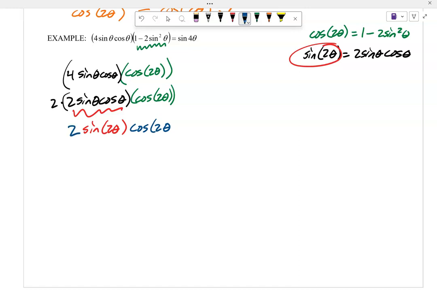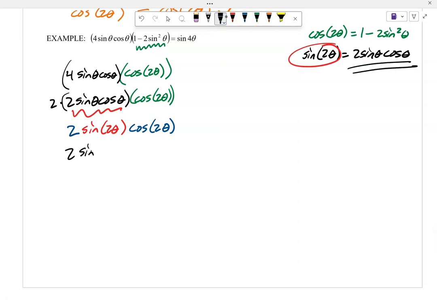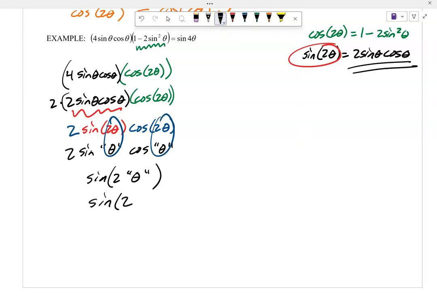And now notice here, now we have 2 sine 2 theta and a cosine 2 theta. And I'm using this again. Right, this is like 2 sine theta, but my theta is 2 theta, cosine theta, right? But my theta is actually 2 theta. So 2 sine theta cosine theta is just the sine of 2 theta. But in this case, the theta should be replaced with 2 theta. So that ends up being sine of 4 theta. And there it is. We just established that identity.